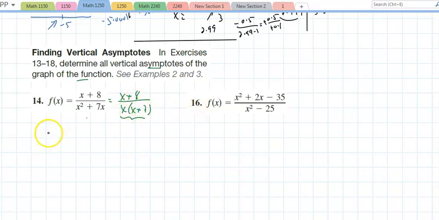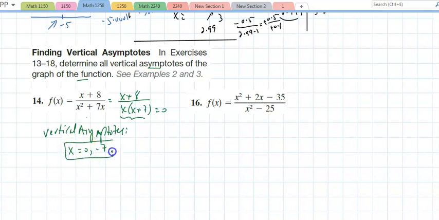That would be vertical asymptotes, that would be what the denominator equals 0. If I said the denominator equals 0, x equals 0 and negative 7. Those two will be vertical asymptotes. And on number 10, the same deal. If I simplify the top and the bottom, the top factors into x plus 7 times x minus 5.